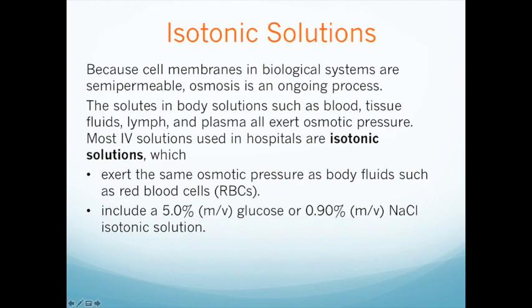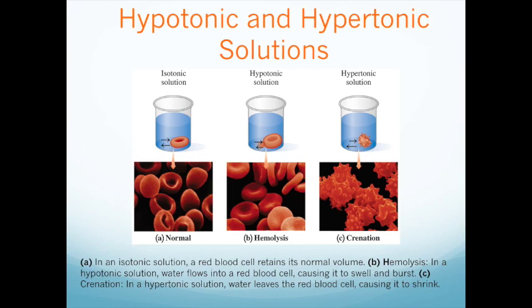by osmosis. IV solutions are generally isotonic solutions, and they're designed to exert the same osmotic pressure as body fluids, such as red blood cells. They're usually composed of either a 5% mass to volume solution of glucose or a 0.9% mass to volume solution of sodium chloride, depending on your needs. So in addition to an isotonic solution, which has the same concentration or same osmotic pressure as your body fluids, there are also hypotonic solutions and hypertonic solutions.